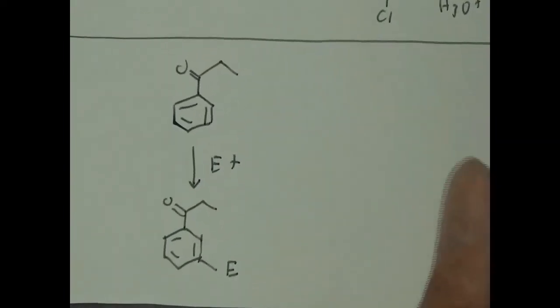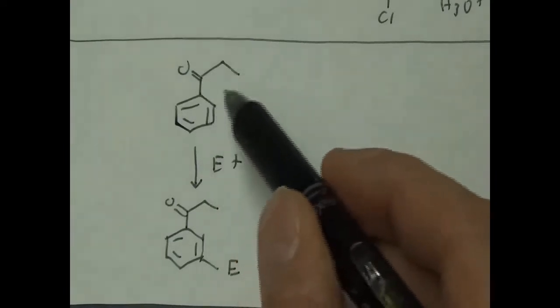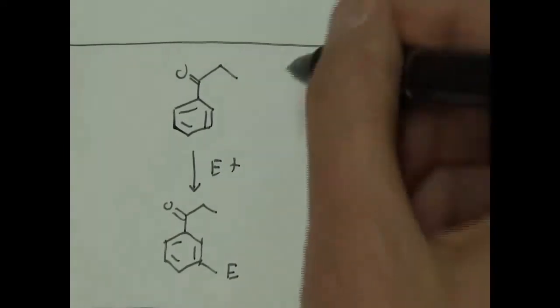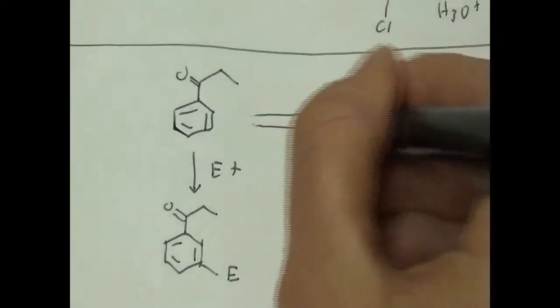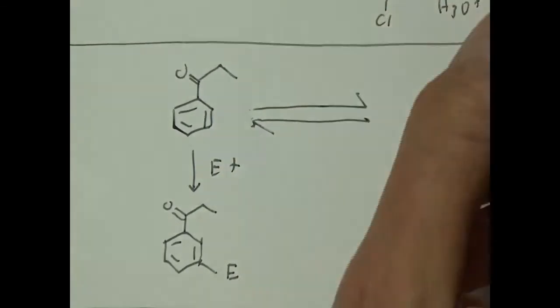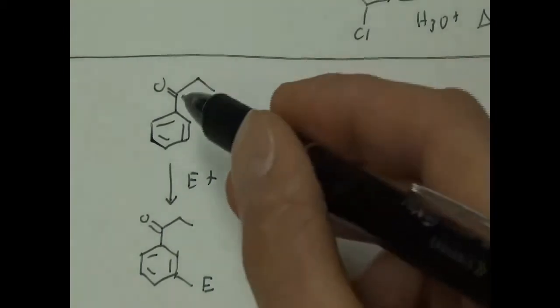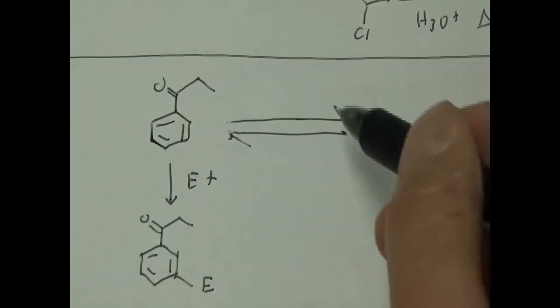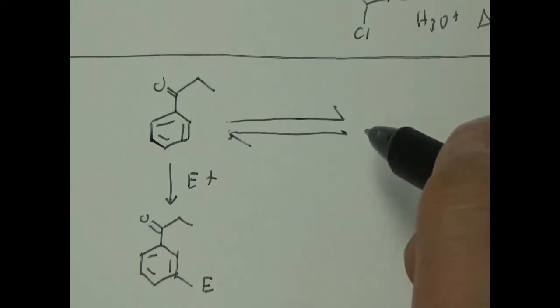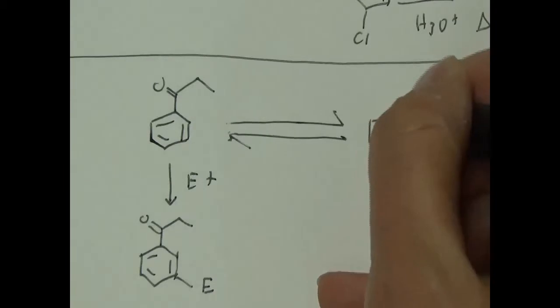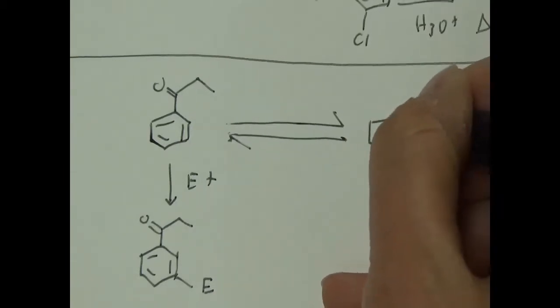And now we have our meta thing. Wouldn't it be cool if we could somehow turn this into an ortho-para director? Wouldn't it be cool? And the answer is yes, we can. And we can also do this reversibly. So this is an oxidized functional group, so in order to do the reduction, we would need a reducing agent.